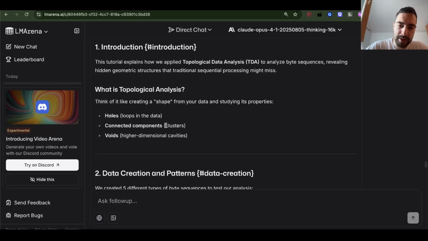Connected components are clusters and voids are higher dimensional cavities. So we will understand what these are. But these connected components and voids are what happens in the topological analysis.